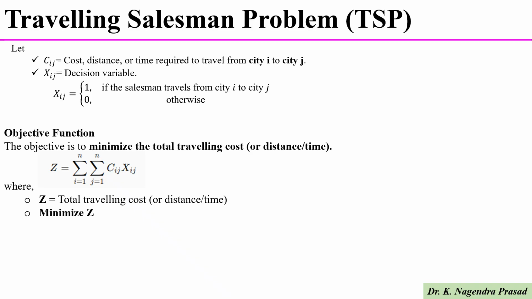Then the objective function of the traveling salesman problem is to minimize the total traveling cost or minimize the total traveling distance or time. Let's consider Z is the objective function, then Z equals the summation of i equal to 1 to n and summation of j equal to 1 to n of Cij Xij, where Z equals the total traveling cost, distance or time. Then the objective is to minimize Z.